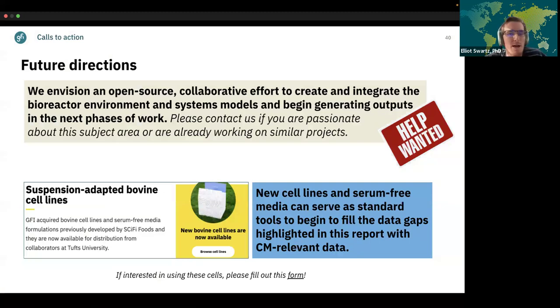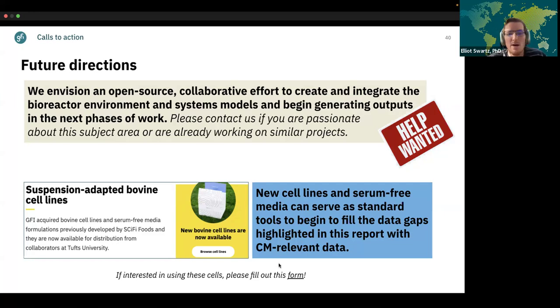So future directions, as mentioned, we envision this as an open source and collaborative effort. We know there are some efforts going on in the private sector related to this, but to have an ecosystem-wide impact on the field, ideally this is something that's open source. And so, perhaps you're working on this already, you're interested. We want to know about what you're working on and how it might fit into this overall paradigm. So please do get in touch with us if this is something that you're exploring currently.